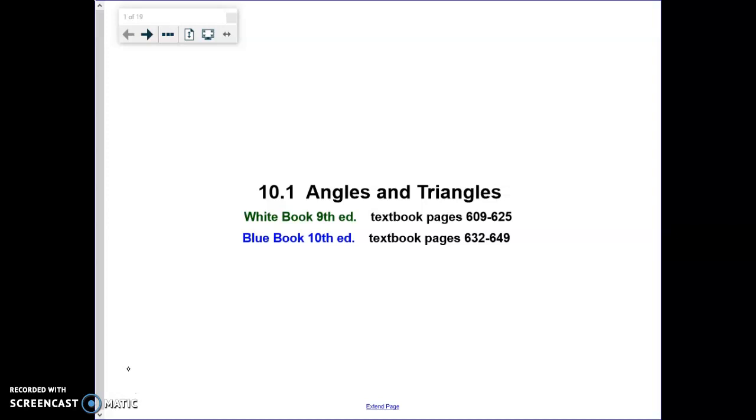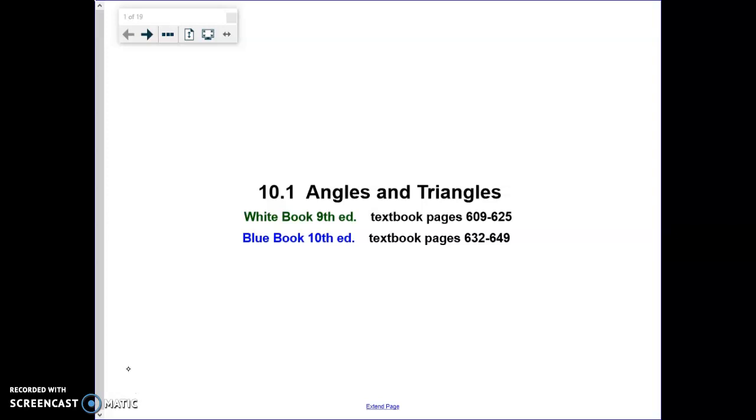So as difficult as those may sound, or if you've worked those before in geometry class, you can use some of that prior knowledge even if you don't remember it, and we're going to reinforce that, and trust me, you'll have no problem with these. So chapter 10, section 1, we're talking about angles and triangles.